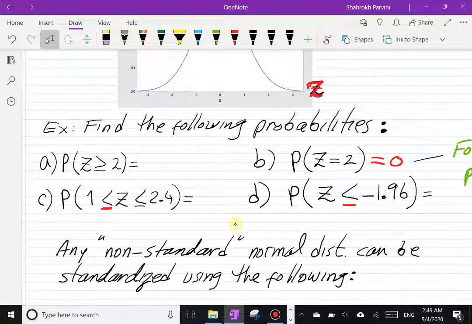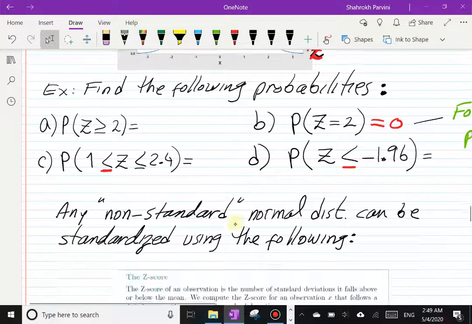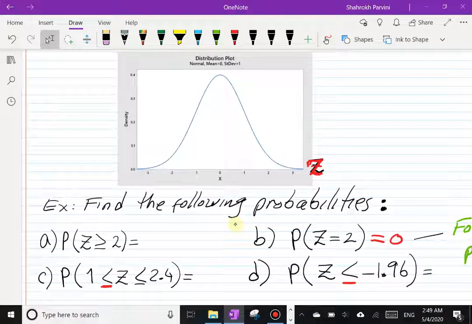Any non-standard normal distribution can be standardized. Oh, before we actually do that, let's go now to Minitab and try to do these. Okay.